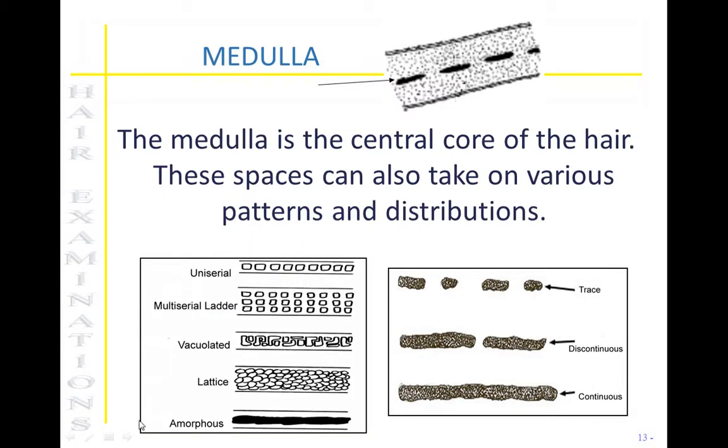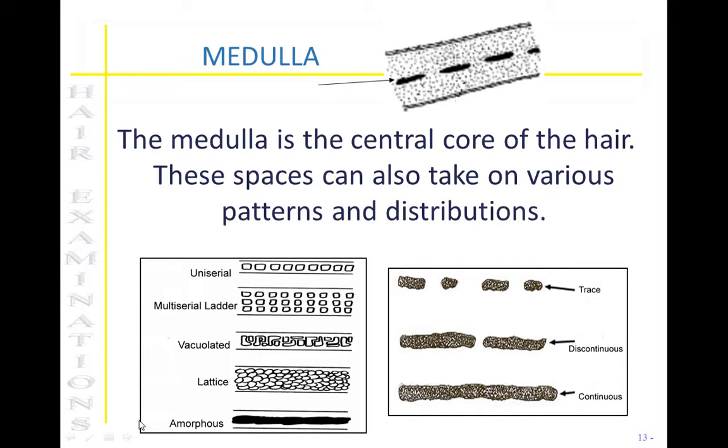The medulla is the central core of the hair. Medullas can take on a wide variety of patterns and distributions. As you can see from the examples on the left-hand side of this slide, they can be in pattern anywhere from uniserial to vacuolated to lattice to amorphous. The amorphous pattern is what is found in human hairs, while a lot of the other patterns, uniserial, multiserial, vacuolated, or lattice, might be found in animal hairs.